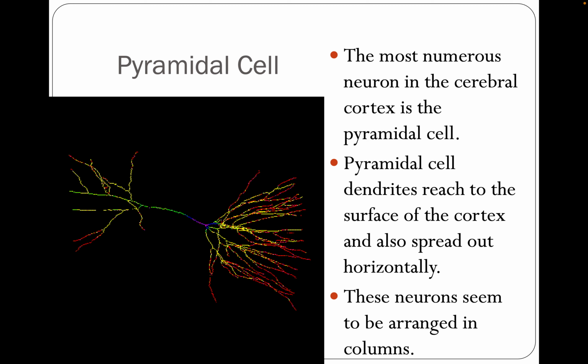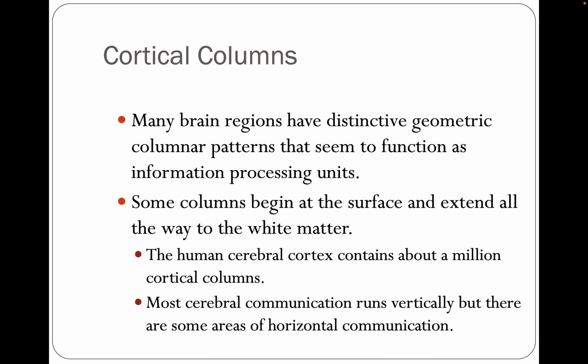The most numerous neuron in the central cerebral cortex is the pyramidal cell. Pyramidal cells' dendrites reach to the surface of the cortex and also spread out horizontally. These neurons seem to be arranged in columns. Many brain regions have distinctive geometric columnar patterns that seem to function as information processing units. Some columns begin at the surface and extend all the way to the white matter. The human cerebral cortex contains about 1 million cortical columns. Most cerebral communication runs vertically, but there are some areas of horizontal communication.